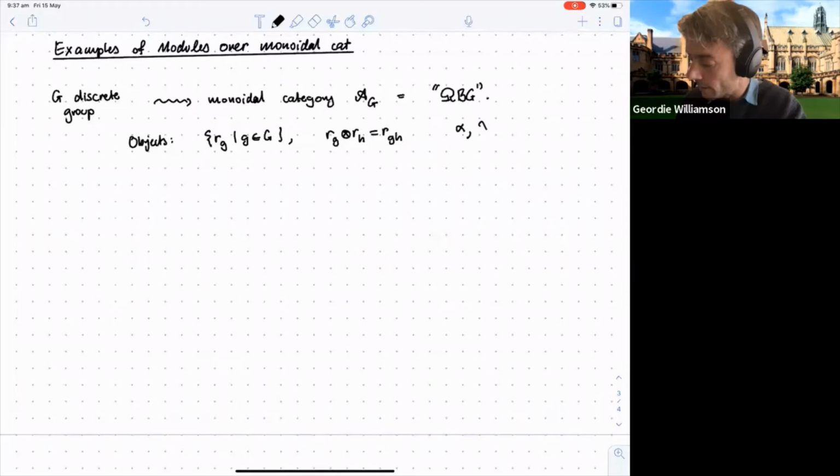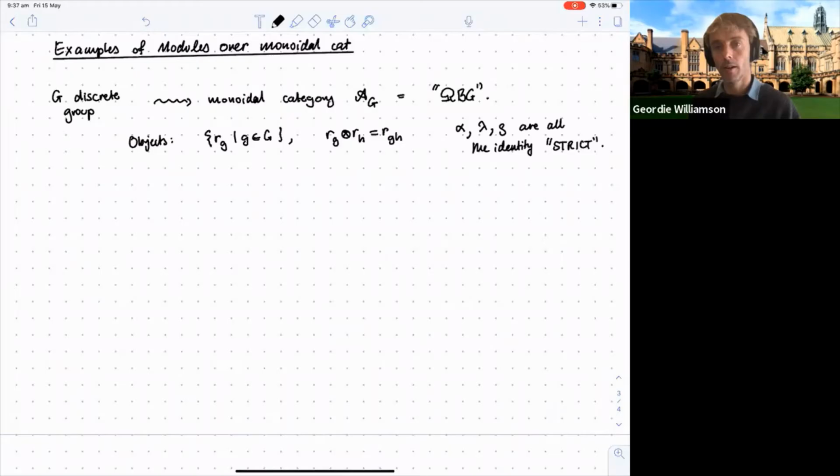So R_g tensored R_h is R_gh, and the associator and unit, left and right unit, are all the identity. So this is what people call a strict monoidal category, where all of this issue of the higher coherences is unnecessary. So what is a module over A_G?